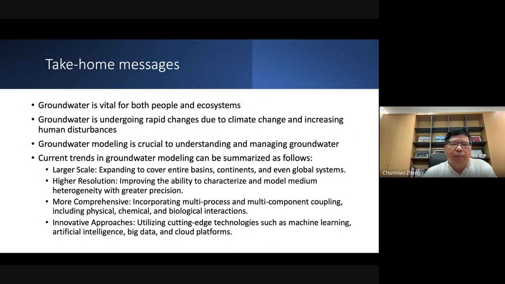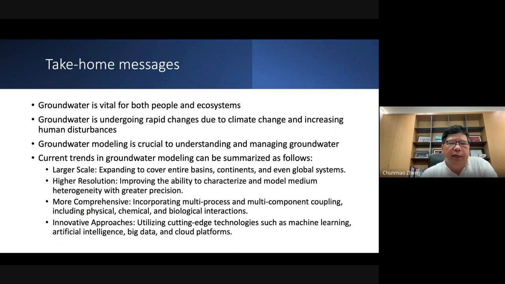And then more comprehensive, with multi-process modeling. As I showed you in my second case study, we looked at soil erosion and nutrient dynamics in the Tibetan Plateau work. We looked at permafrost, glaciers, and so on. So multi-component, and also groundwater and vegetation, the ecological system, and then physical, chemical, and biological interactions.